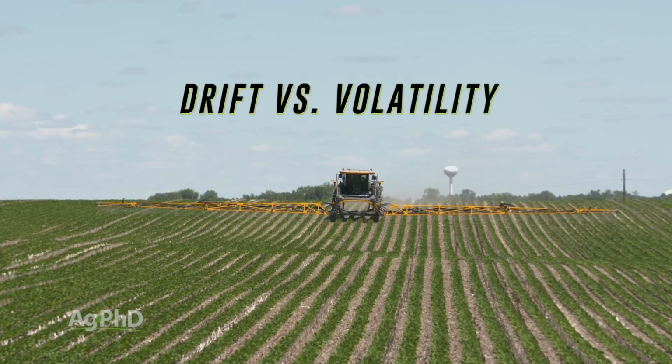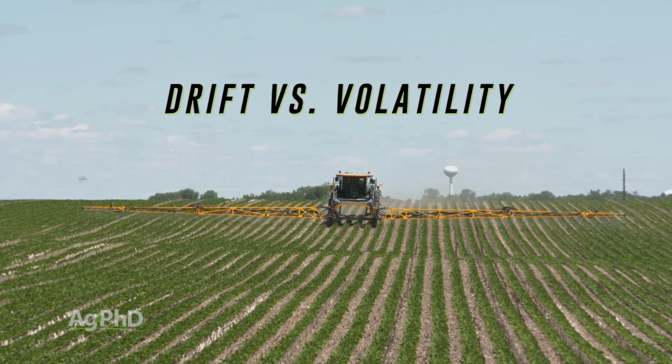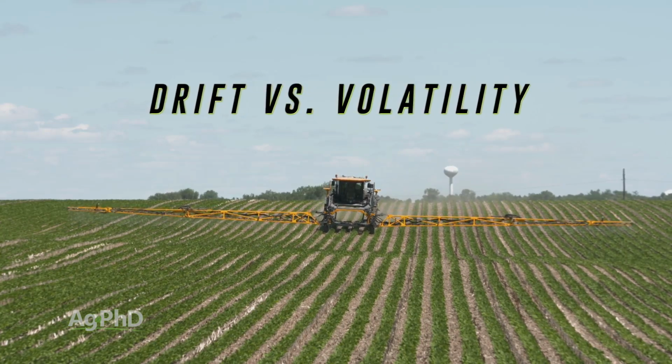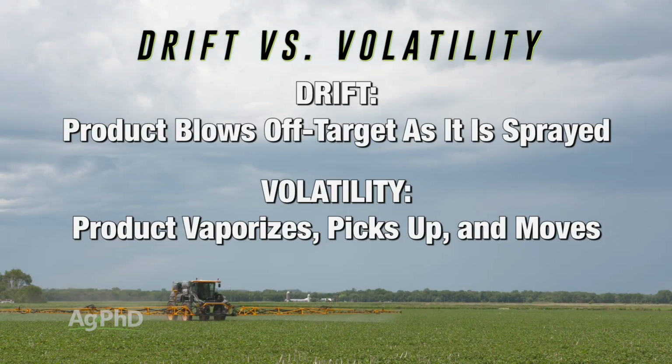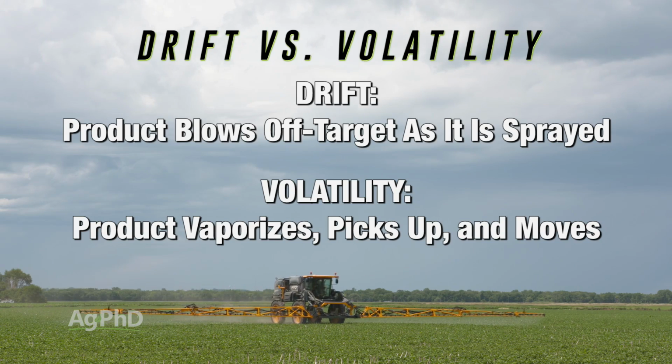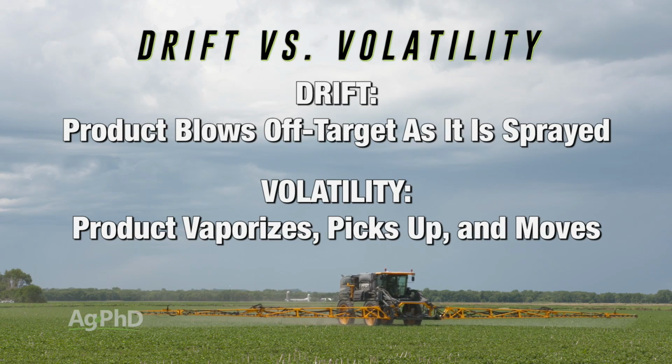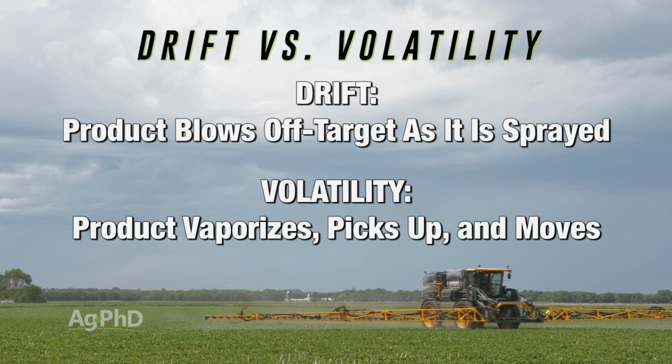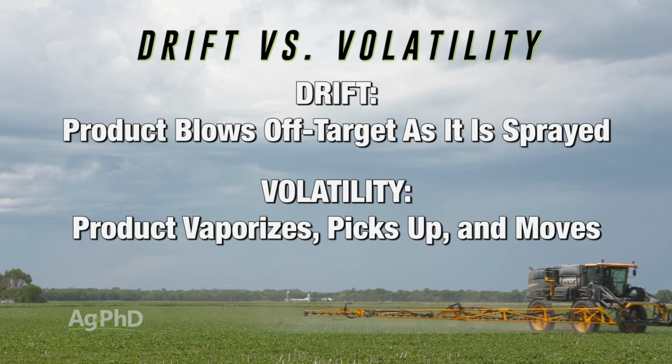And so today we wanted to talk just a little bit about temperature inversions so you understand this very important concept in farming. First of all, terminology is very important because there's getting to be some regulation around this term drift. And when we think about drift, like Brian said, drift to a farmer means it physically blew away as you were doing it. Volatility means it landed, it picked up and moved later.